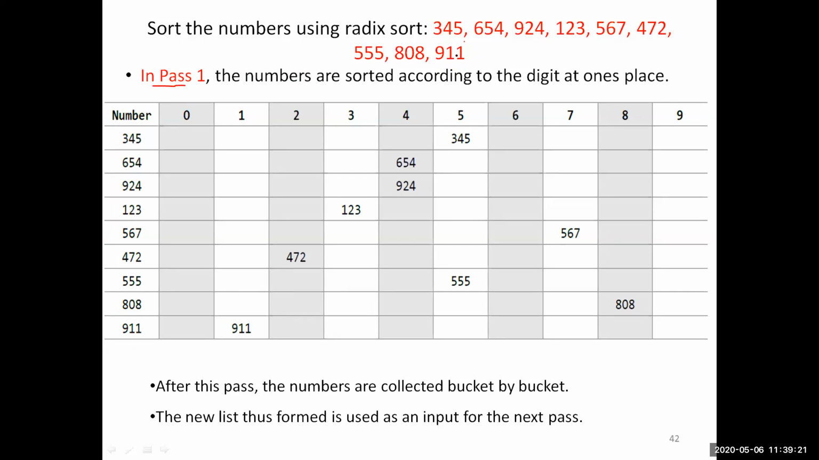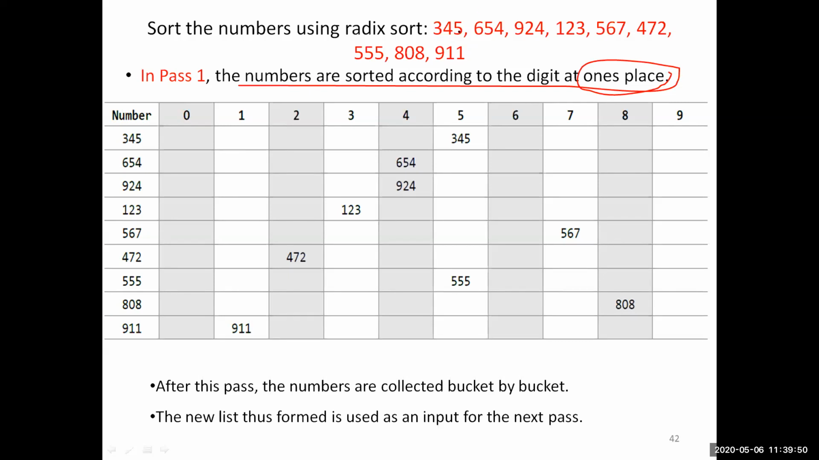That's the ones column, the ones bit. You know that this is the ones bit, this is tens, and this is hundreds, thousands, and it goes on like that. For the first pass, I'll go for the ones bit. Second column, I'll go for the tens bit. Third column, third pass, I'll look for the hundreds bit. So in the first pass, the numbers are sorted according to the digit at the ones place.